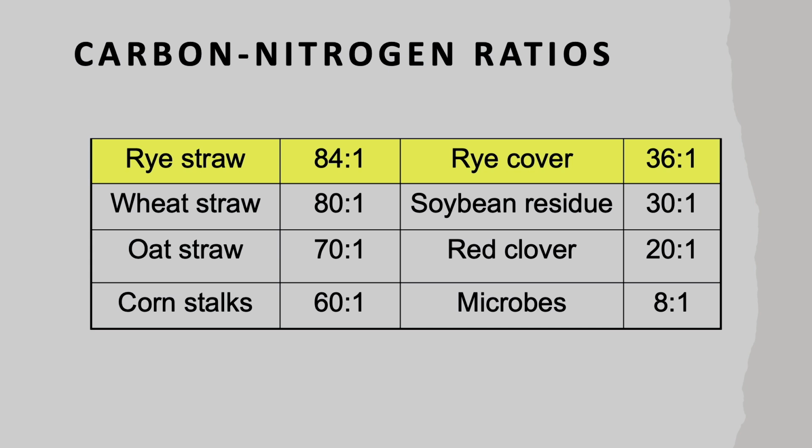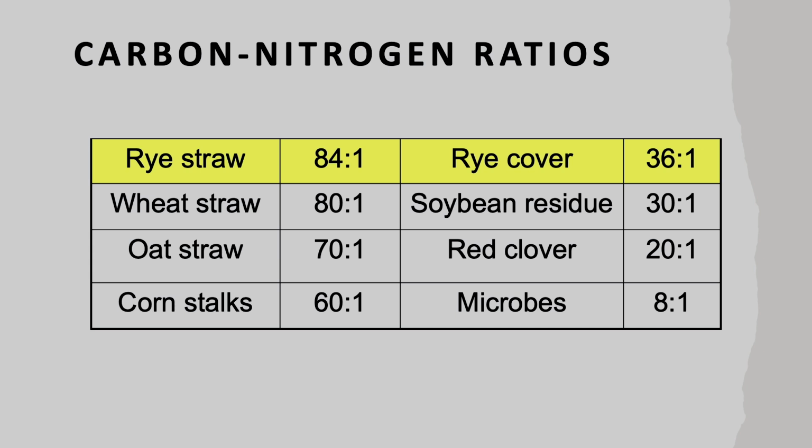And clovers, brassicas are typically about the same as clovers or even lower. Some of them are 10:1. So those residues break down pretty easily. And rye cover that's 12, 16 inches tall, when it's terminated, doesn't have a lot of stem material, doesn't have a lot of lignin to it. It's relatively rich in nitrogen, and it breaks down pretty easily.